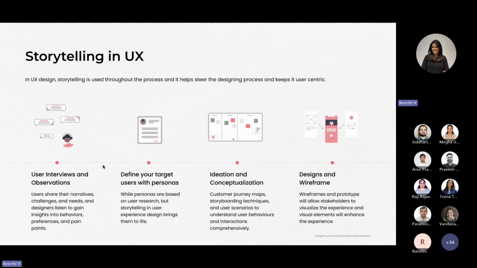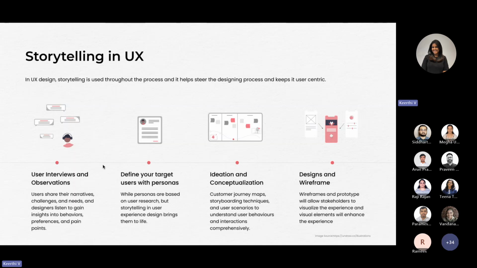So we saw all the different design fields, how they show storytelling in the output. But to reach the output, we have different stages. So we'll be looking into storytelling in the UX design process. To reach the output, we have different stages through which we design it, right? So we look into each stage, how storytelling is being used. First, as we all know, is user interviews and observation, where we try to understand and learn about the user.